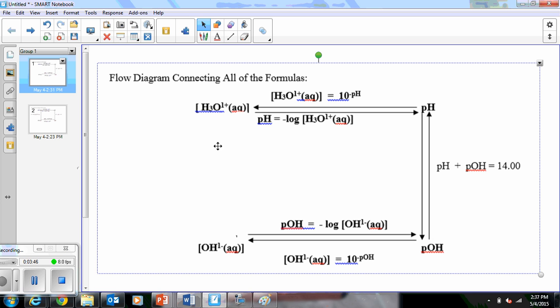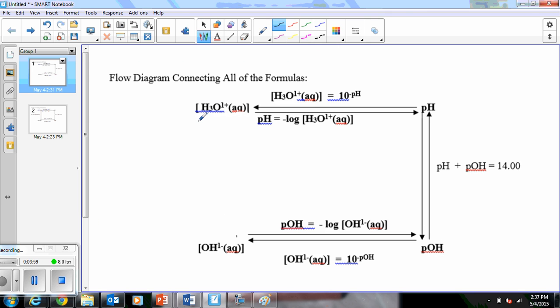If you remember from Chem 20, we learned this flow chart. It showed the connection between hydronium and pH, pH and pOH, and then pOH and hydroxide concentration. So if I gave you, in an example problem, the hydronium concentration and asked you to find hydroxide, it's going to require you to first find the pH, subtract that from 14 to get pOH, and then 10 to the negative pOH to get the hydroxide concentration.